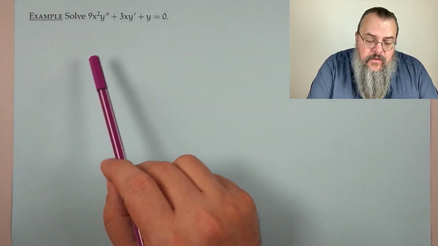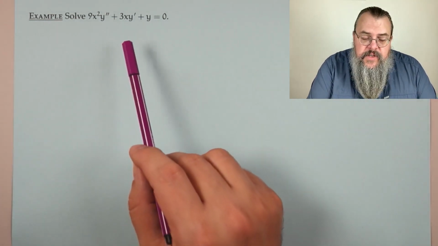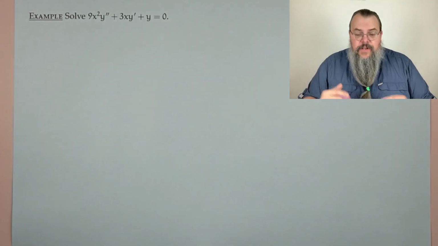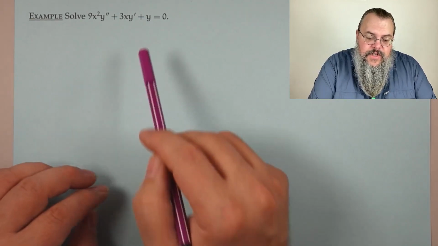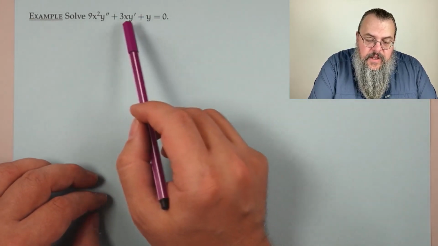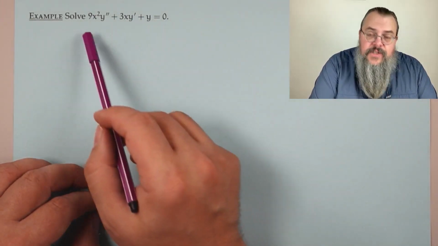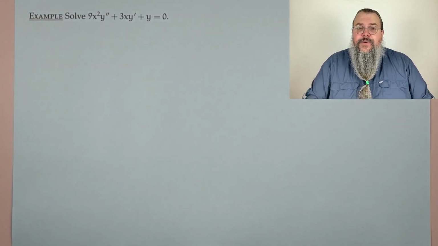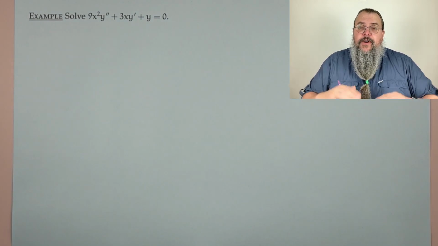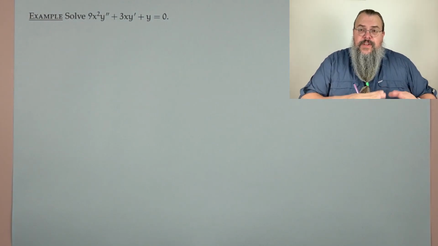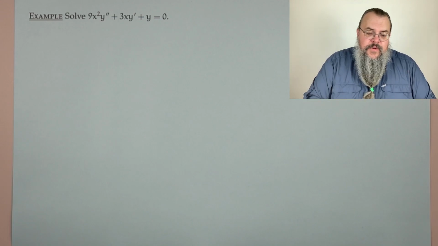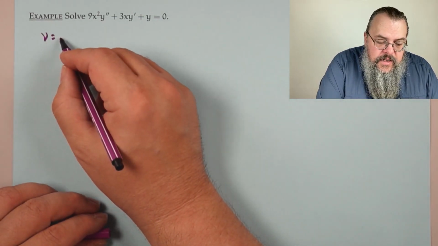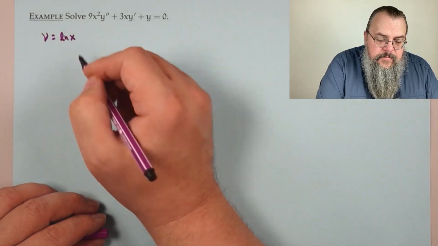Solve 9x squared y double prime plus 3x y prime plus y equals 0. This is an Euler equation. It's a linear differential equation, and we see that the power of x matches the derivative it's attached to. So what can we do? Well, let's talk about the process we just did with this substitution. Namely, we introduced this new variable, nu, which is log of x.